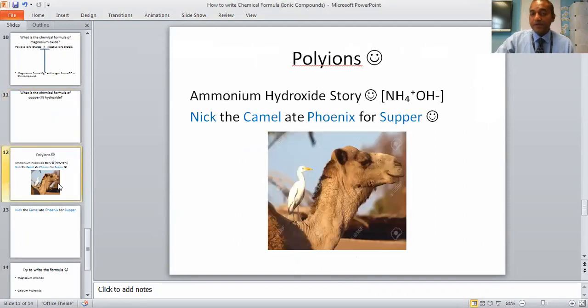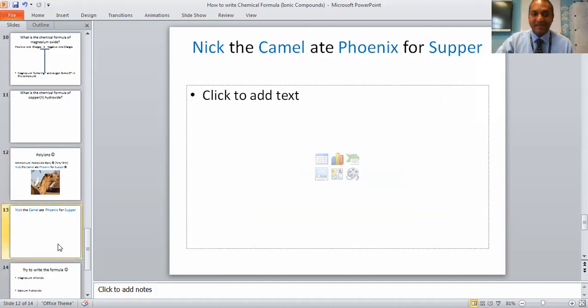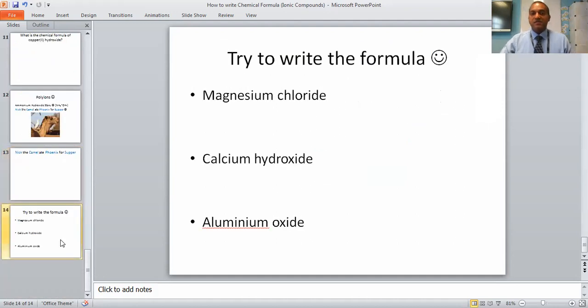So you must know these polyions, you must remember them. Remember this ammonium hydroxide story, like I did just now on the whiteboard. With that concept, let us try to do these three chemical formulas. I'm going to give you a few minutes to think.